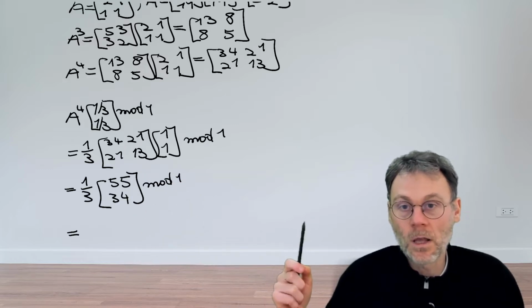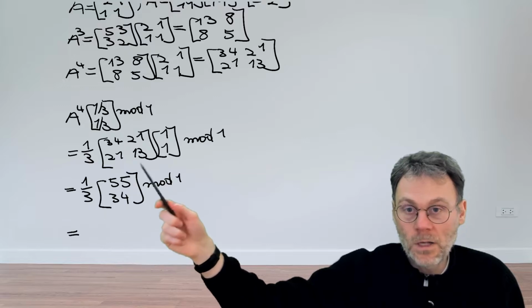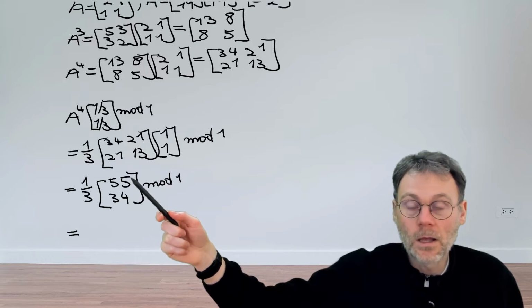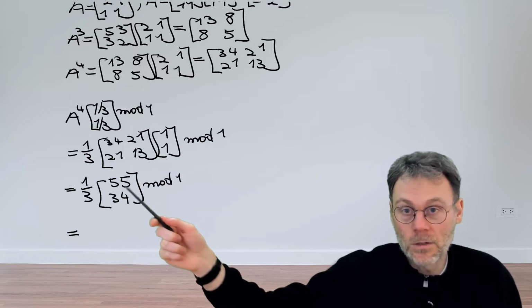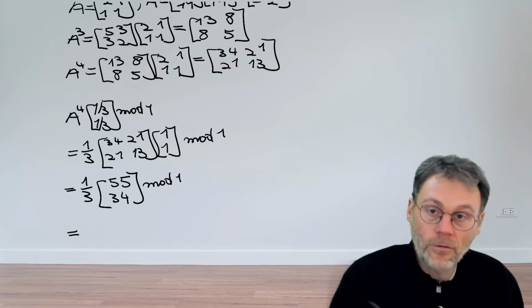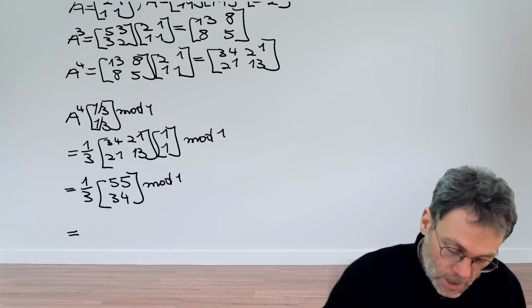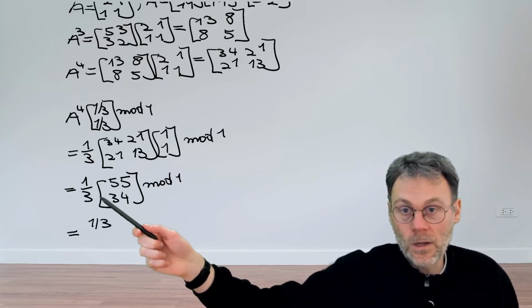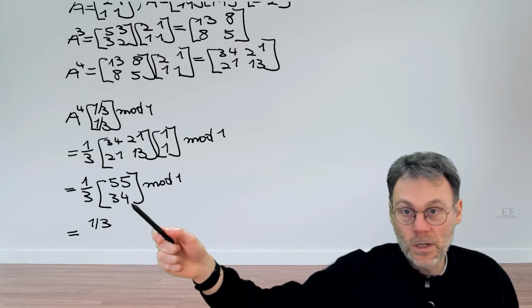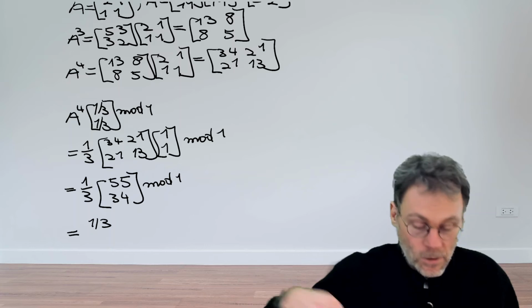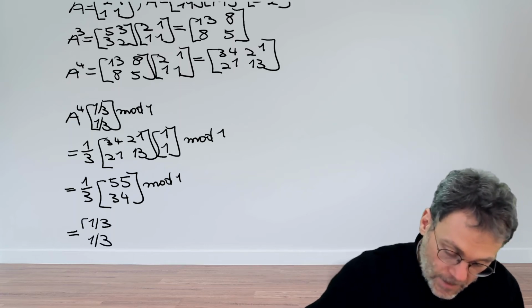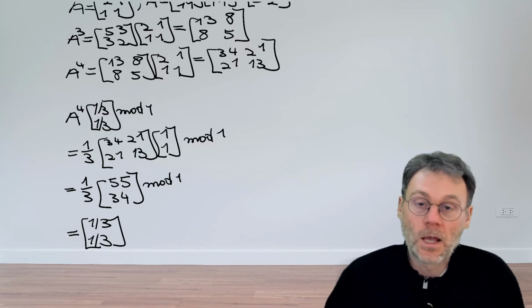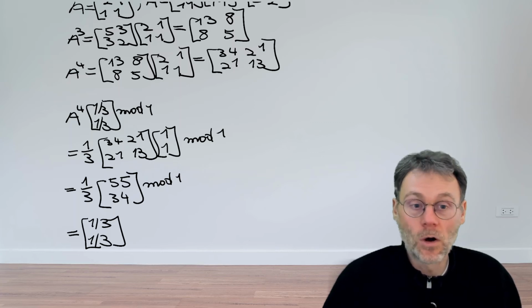Now 55 divided by 3, that doesn't work in the integers. But if you look at one less, if you look at 54, that is divisible by 3. So the end result here, after taking the modulo 1 operator, is that we have 1/3. And then finally for this 34 over 3, well, if we do one less, 33 is divisible by 3. So for the remainder, we also have 1/3. And indeed, we get back our starting point (1/3, 1/3), which shows that this is indeed a period 4 point of our original map.